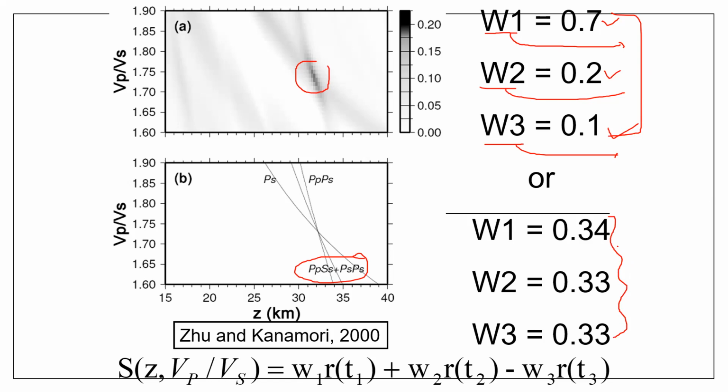Basically, in the ideal case, the weights should be equal, but because our data is noisy and mostly the Ps arrival is observed to be the clearest one, the highest weight is given to that one, the next highest is given to the PpPs, and the lowest is given to PpSs or PsPs.